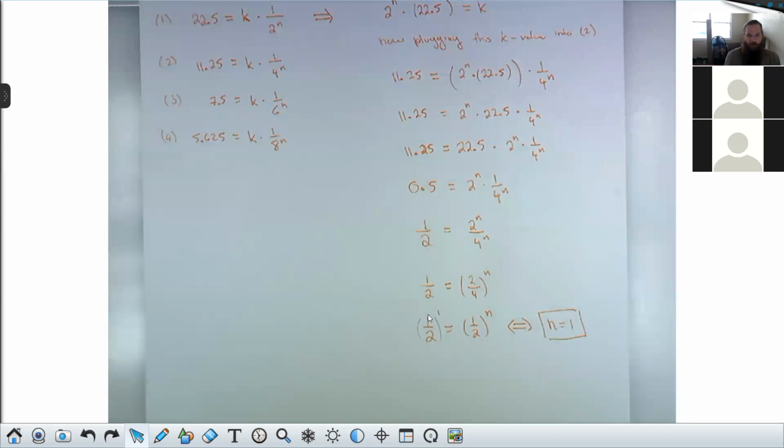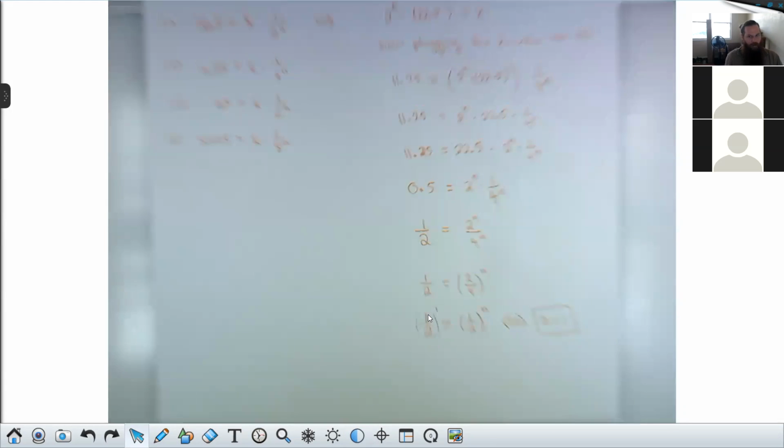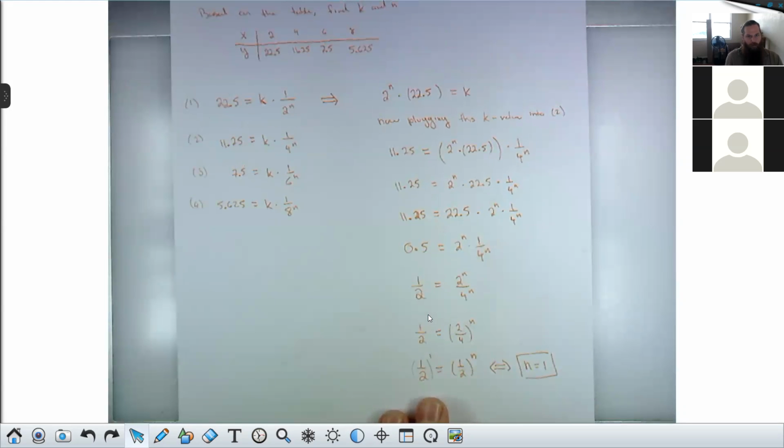And now that I have n, finding k will be easy, right? Now that I have n, this is just like all the other proportionality problems. I want you to take a second and make sure that your notes here are clear. These sort of problems tend to be a little bit challenging. So I really want to make sure that you guys are comfy with what's going on. Does everybody understand what we did?